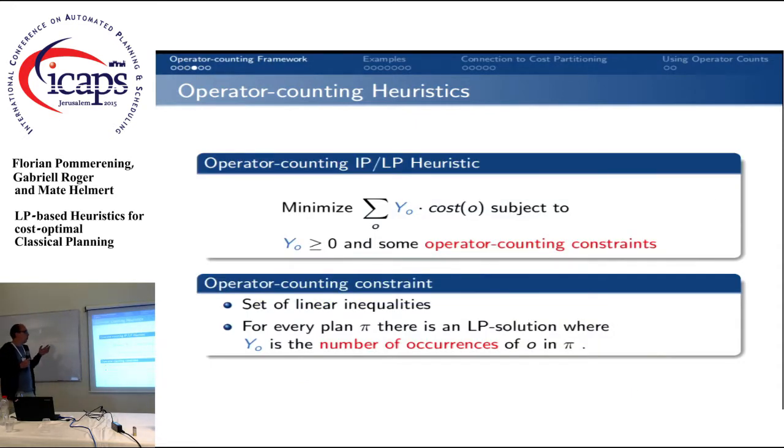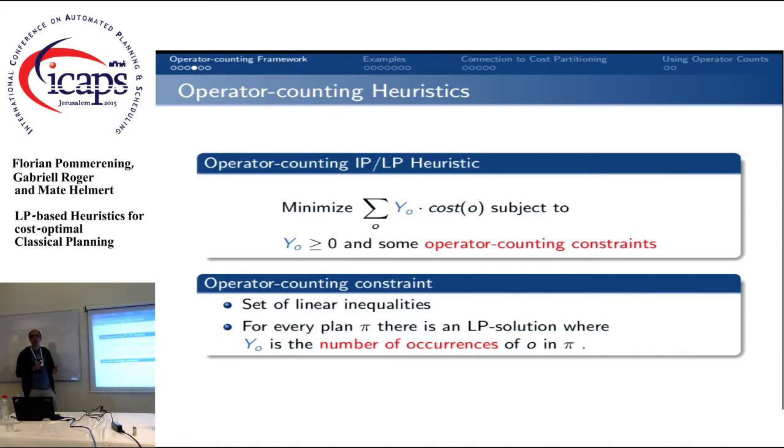So to be a bit more formal, this is the general framework of an operator counting heuristic. We want to minimize the total plan cost. That is, for each operator, the cost of the operator times the number of times it is used. And we want to minimize this total cost subject to the restriction that we can't use an operator a negative number of times, and subject to some operator counting constraints.